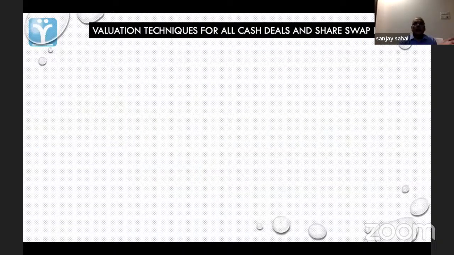Now let us go for another, let's try to understand this. एक कंपनी दूसरे कंपनी को खरीदने वाली है. Now how will the price be paid?